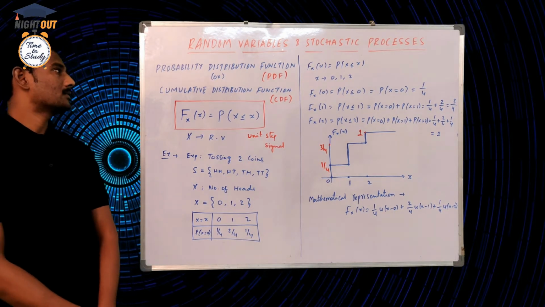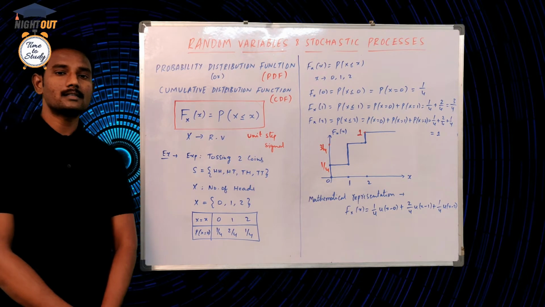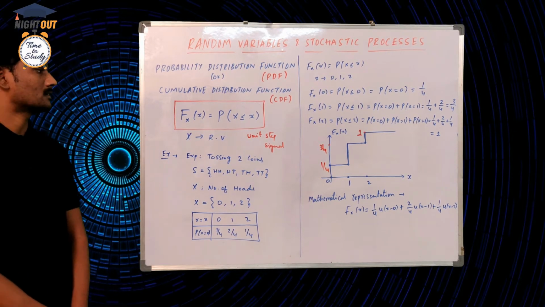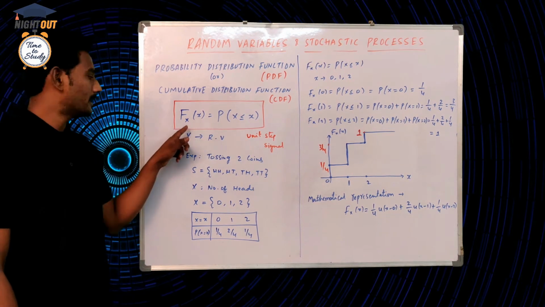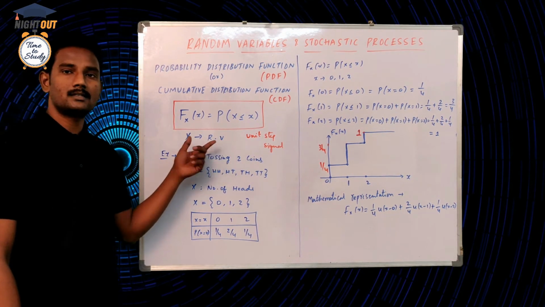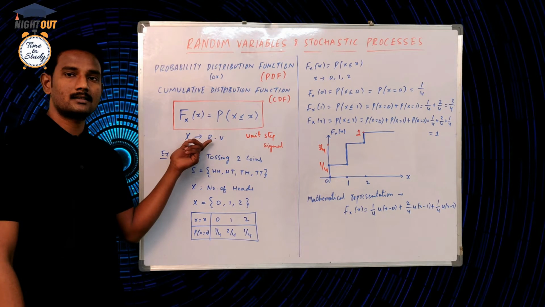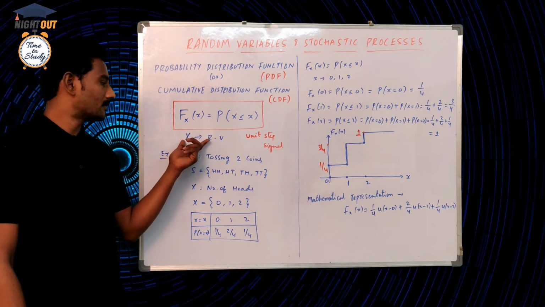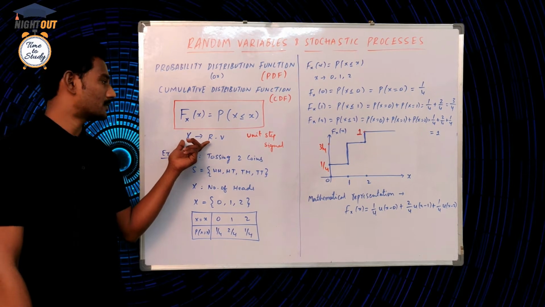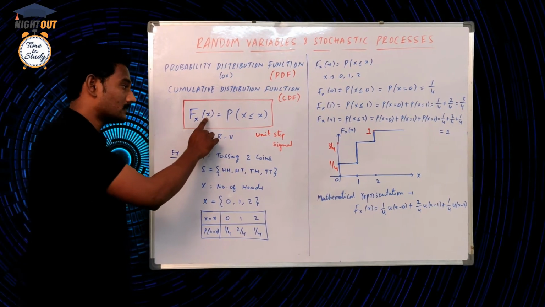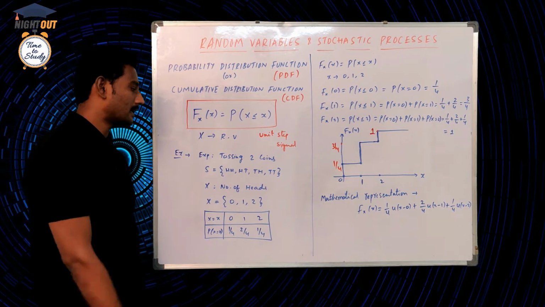The probability distribution function, or we can also call it the cumulative distribution function, is denoted by capital Fx of x. Here x is a random variable, which we have discussed in the last lecture. A random variable is a function that assigns real values to all the elements of the sample space, and here small x is the values of the random variable.